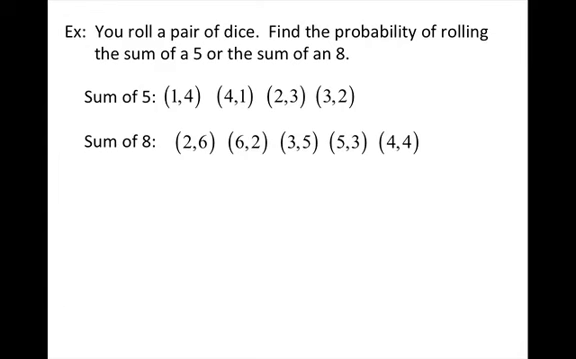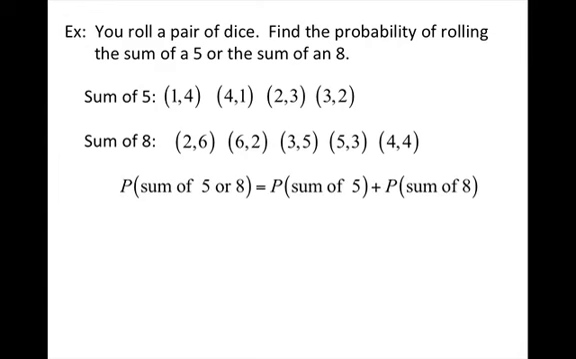So the probability of rolling the sum of a 5 or an 8 is equal to the probability of rolling the sum of a 5 plus the probability of rolling the sum of an 8. So I have 4 out of 36 plus 5 out of 36. So this gives me, when I add them and reduce, the probability of rolling a sum of either 5 or 8 is 1/4.